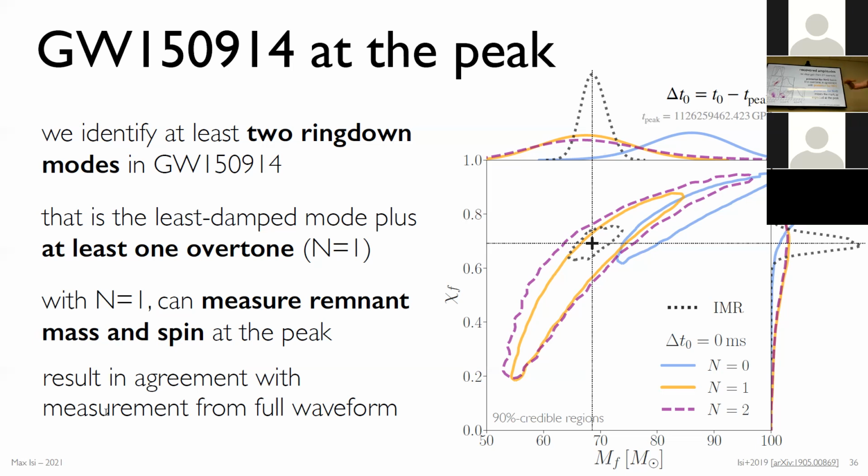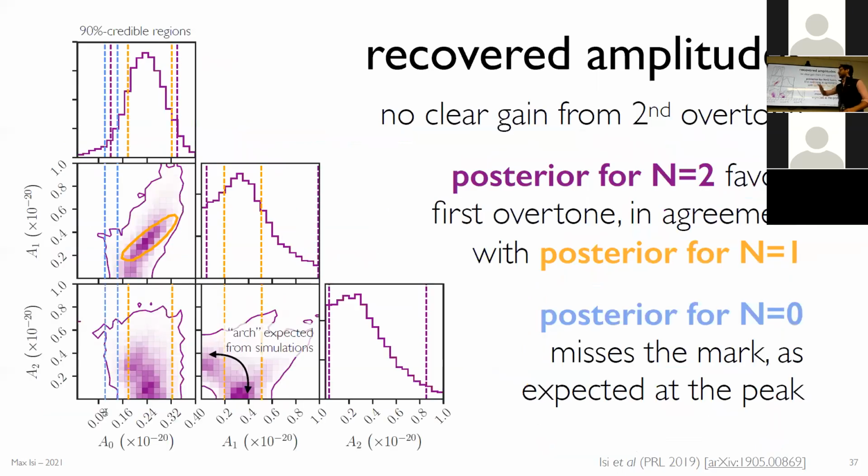If you look at the amplitudes of these modes, this is a similar kind of plot again, except you have the amplitude of the fundamental mode, the amplitude of the first overtone, and the amplitude of the second overtone. This is a corner plot you may have seen. So this is again 90% credible regions.